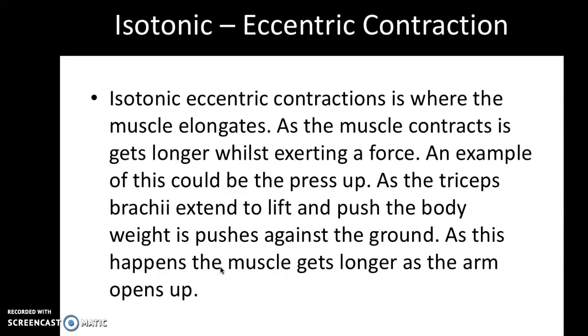The eccentric contraction is where the muscle elongates. As the muscle contracts, it gets longer whilst exerting a force. An example of this could be the press up. As the triceps brachii extend to lift and push the body weight against the ground, the muscle gets longer because the elbow extends.